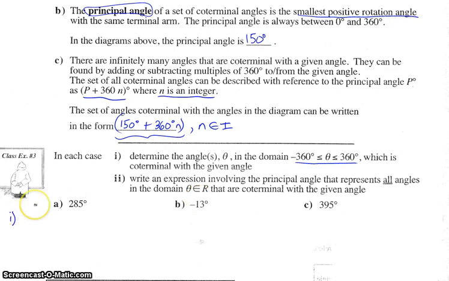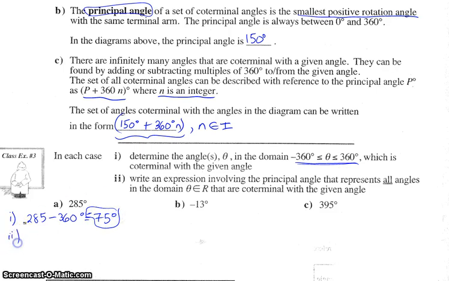So first of all, we need to find a coterminal angle in this domain. Well, if we take that 285 and we add or subtract 360. Now if we add 360, we're going to be bigger than 360 here. But if we take away 360, we will have the coterminal angle of negative 75 degrees. Okay, so negative 75 degrees is coterminal with 285 degrees, and it's between negative 360 and 360. So there you go, there's our coterminal angle.